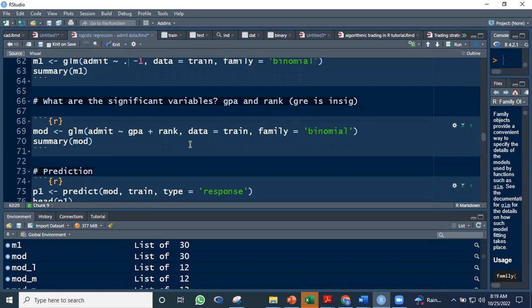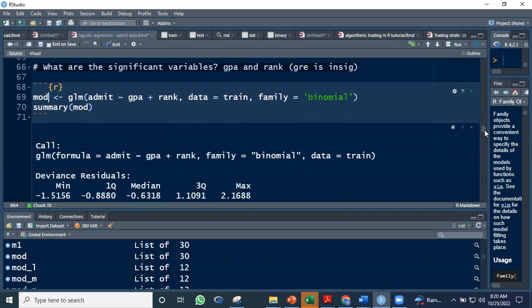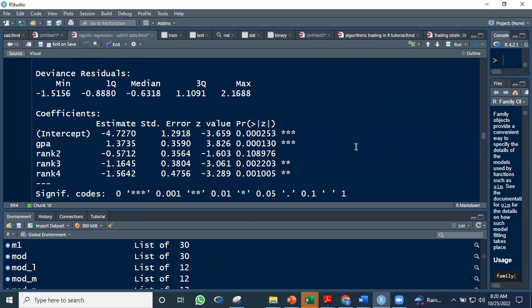All right. So babalikan natin, guys, yung model natin. We're going to remove GRE because GRE is not significant. No? So it's like a backward regression, stepwise. Okay, so same thing na lang mod. And then GLM, admit, regress on GPA plus rank. We're going to remove the GRE. Okay, data, train pa rin, family binomial. Okay, so let's run this. And we have this model. Okay, so GPA, rank 2, rank 3, rank 4. So this is our final model.